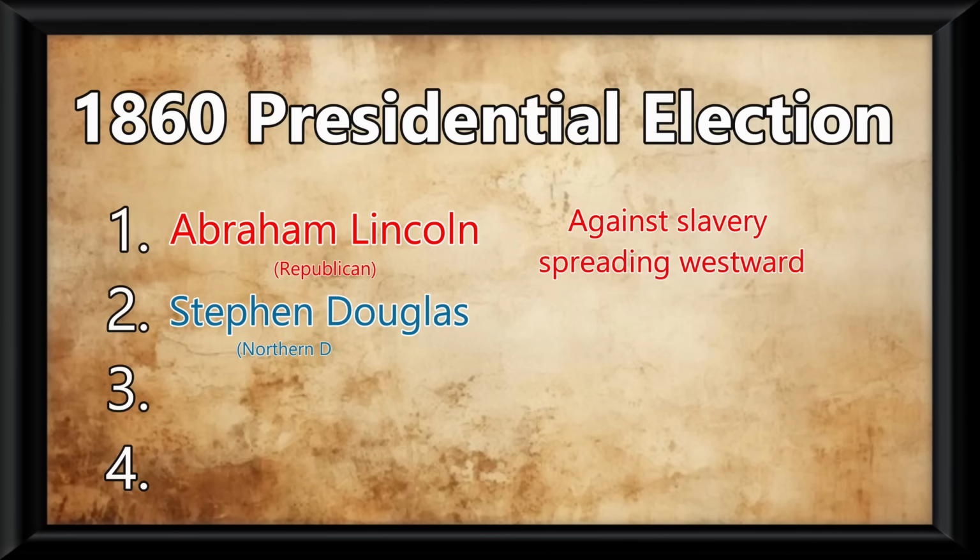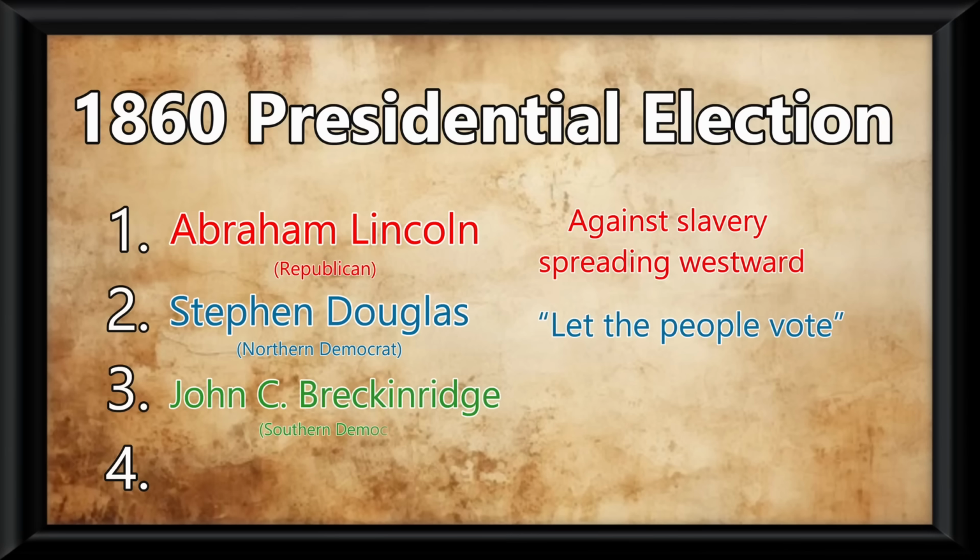Next, you have Stephen Douglas, who was a Northern Democrat. His idea was to leave decisions in the hand of the people to vote for. Then we had John C. Breckinridge, who was a Southern Democrat. He was very pro-slavery, wanting it everywhere. And finally, we have John Bell with the Constitutional Union Party, who pleaded for the Constitution.